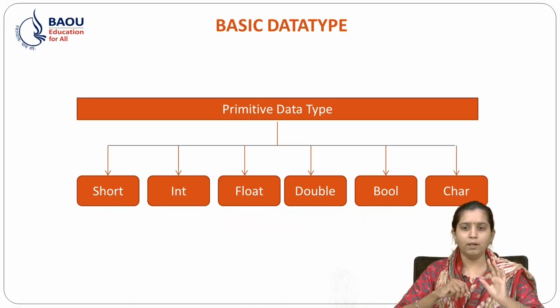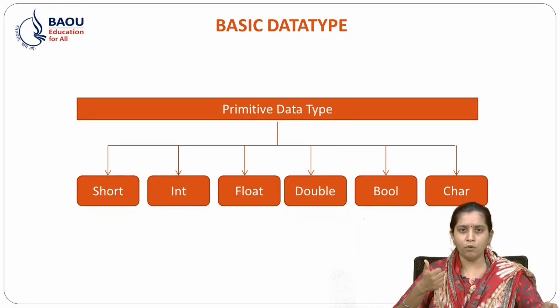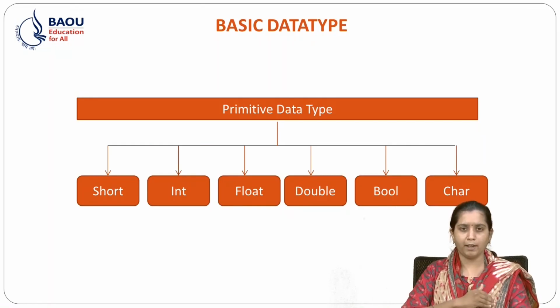Bool. Bool data type is also known as Boolean data type, which stores a value with two states, either true or false, or 0 or 1. When the value is true, it is equal to 1, and when the value is false, it is equal to 0, and it has a size of only 1 byte. For example, if the value is true or false, then we will use the bool data type.